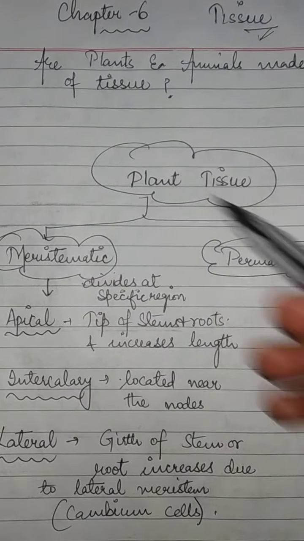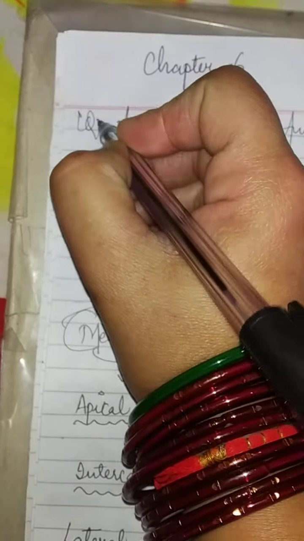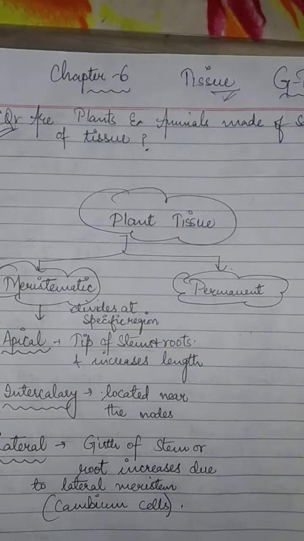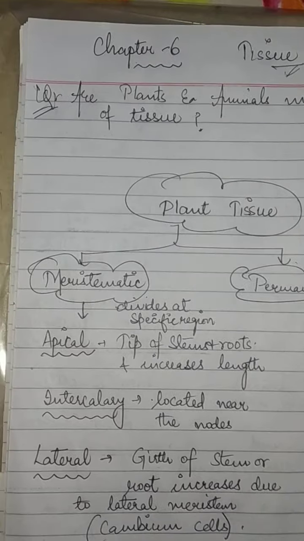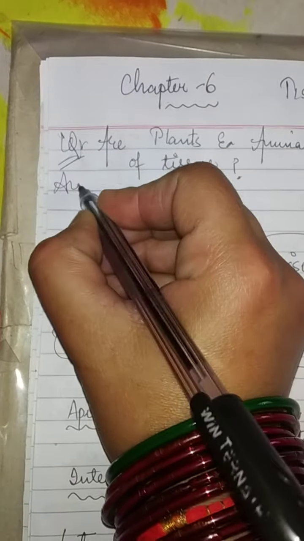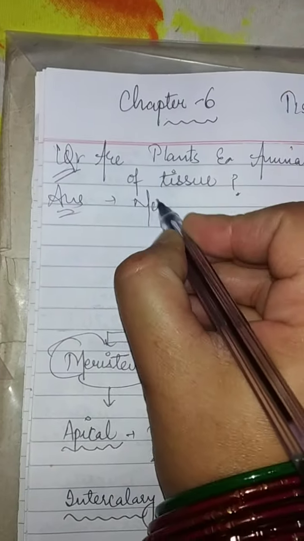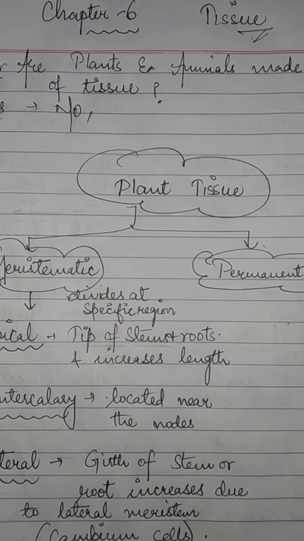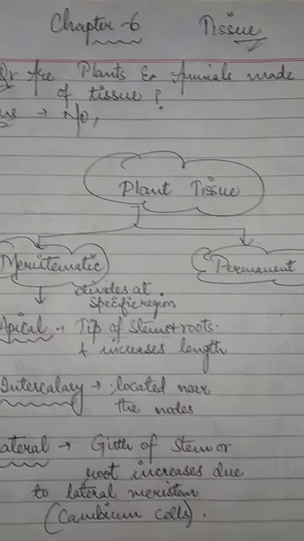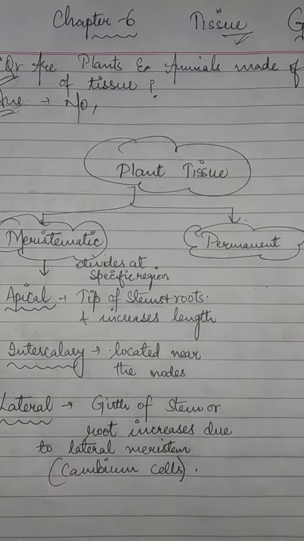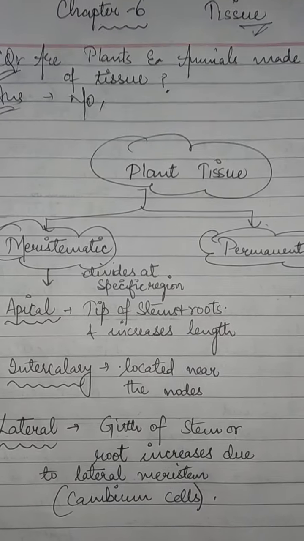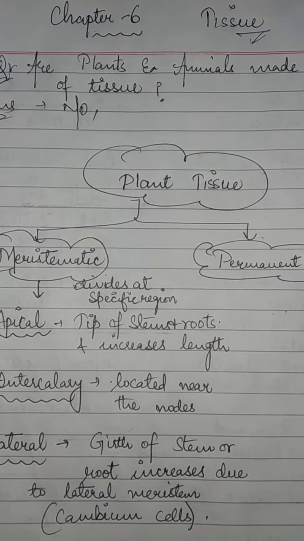Now my first question is, are plants and animals made up of the same tissue? What will be your answer? Its answer will be no, not at all. Because plants are performing different functions and animals are performing different functions. There are vast categories of animals and plants in further categorization.